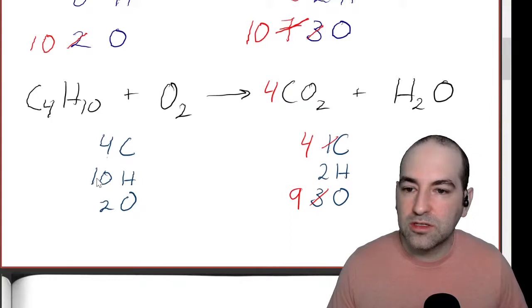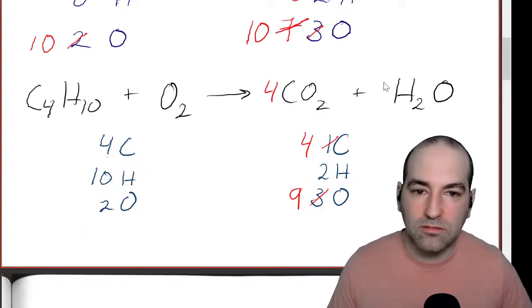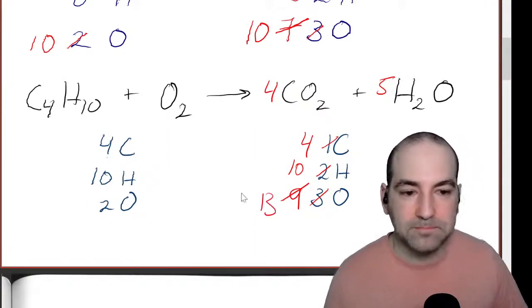For the hydrogens, we've got 10 on the left, 2 on the right. So we'll put a 5 here. That also changes our oxygen. Now we have 8 plus 5 is 13. And here's where we run into a problem.